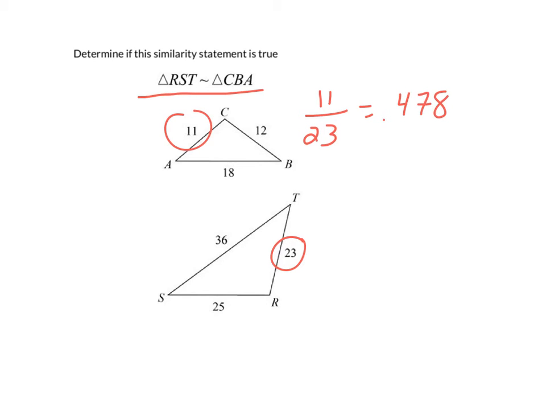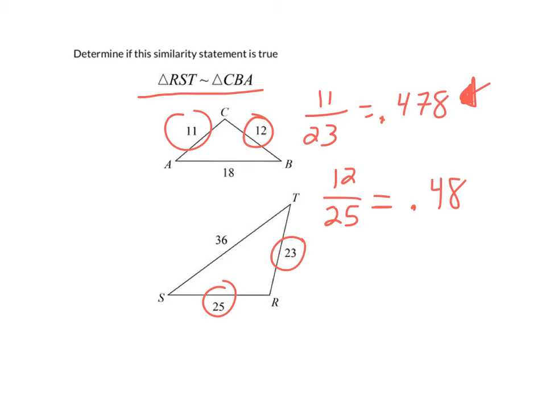Go to the medium sides, that's 12. We're going to divide that by 25, which is the medium measured side in our lower triangle. 12 divided by 25, we're getting 0.48 on that. And again, I can stop, okay? 0.478 is not equal to 0.48. And sure, if I rounded this up, it would be similar, but it's not going to happen. They have to be exactly the same.